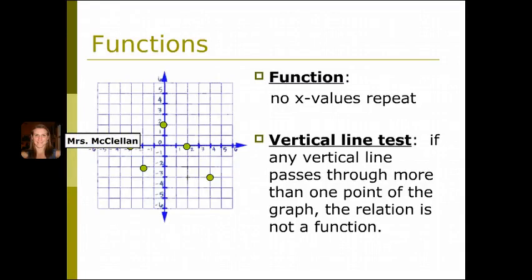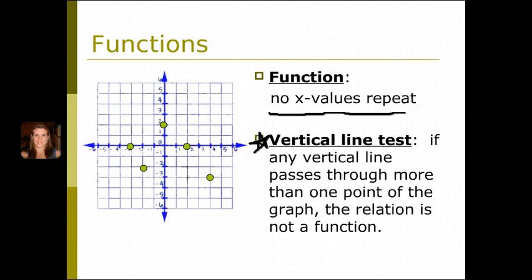Now that we've discussed what domain and range means, we need to discuss exactly what a function is. For something to be considered a function, no x values can repeat. If you're looking at a graph, the easiest way to determine if any x values repeat is to use the vertical line test. The vertical line test is simply drawing vertical lines on the graph. If the line passes through more than one point at a time, then the relation is not a function.